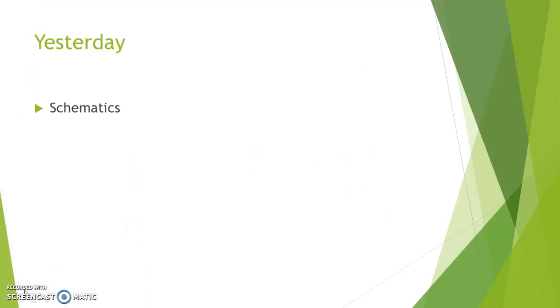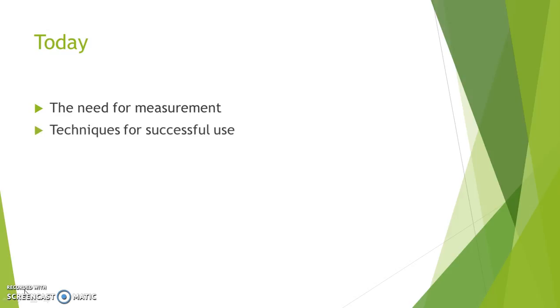Yesterday we talked about schematics and their importance and ways to maximize the chances that we'll communicate well with others the circuits that we have in mind. Today I want to talk about the need for measuring various circuit parameters. We've already talked about calculations. I want to talk about the need for measurement, techniques for making successful measurements, and then we're going to spend some time finally doing some hands-on stuff, so doing some work with the multimeter.